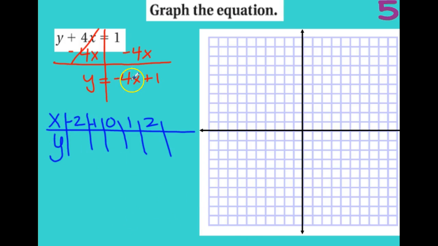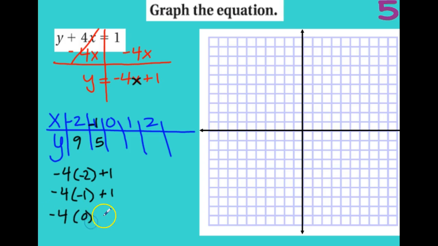So first, plugging in negative 2 here for x. It says negative 4 times x, which is a negative 2, and then we're going to add 1. Well, negative 4 times negative 2 is 8. 8 plus 1 is 9. Then negative 4 times a negative 1, plugging in that negative 1 right there. Two negatives multiply and make a positive 4. 4 plus 1 is 5.